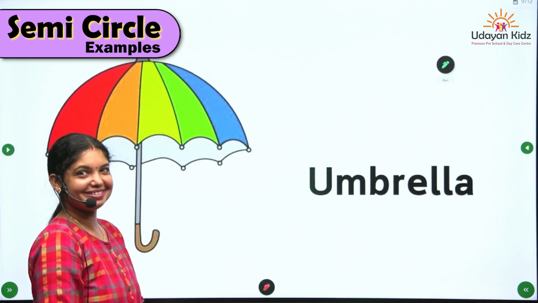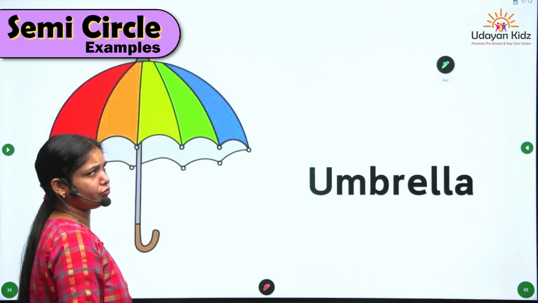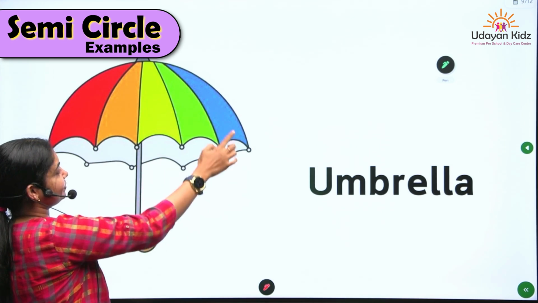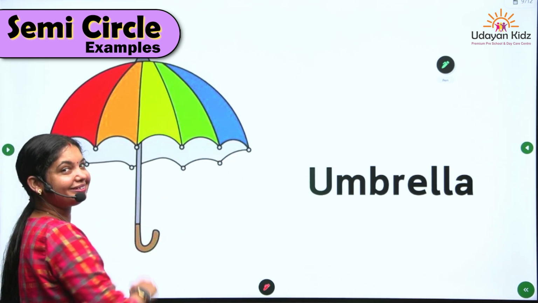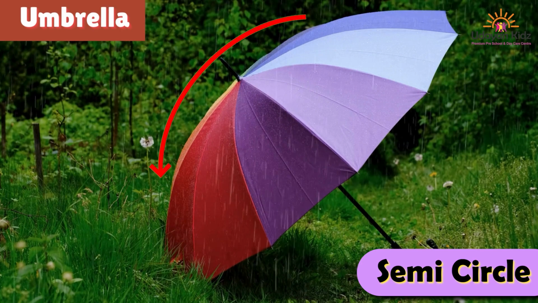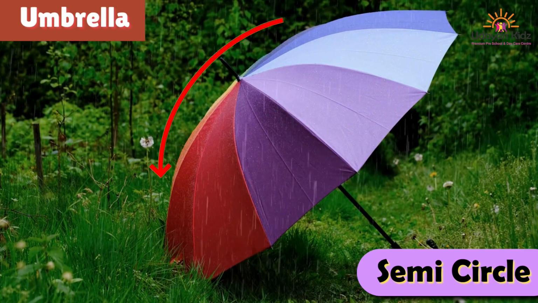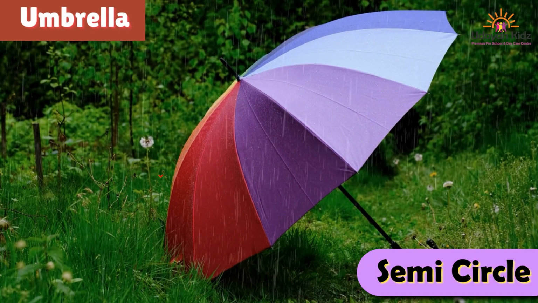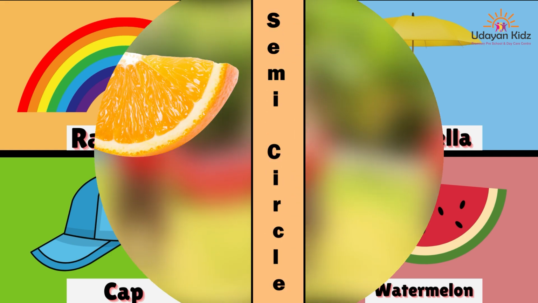Oh, what is this? This is an umbrella. And which shape is this? Semicircle umbrella. Very good, children. This is a semicircle.